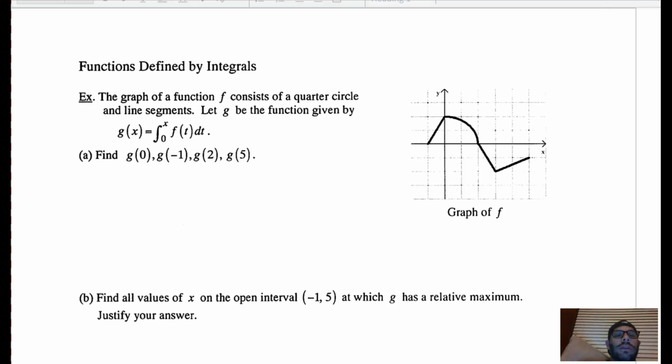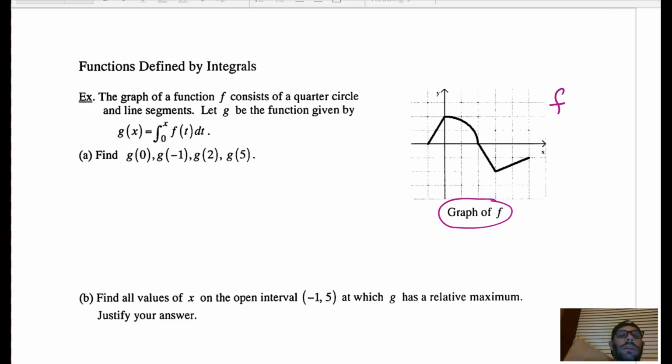Functions defined by integrals. We're given some function g of x, which is equal to the integral from 0 to x of f of t dt. The graph that is pictured is the graph of f, so I definitely want to remind myself that I'm looking at the graph of f.